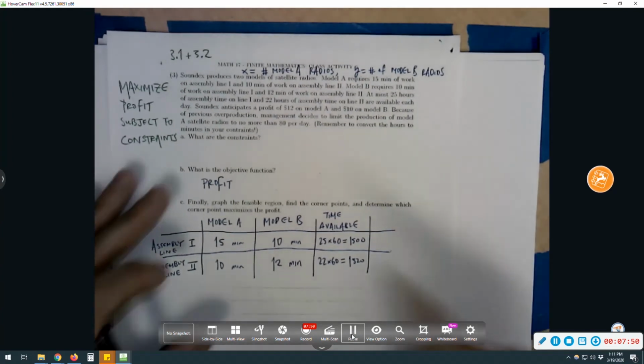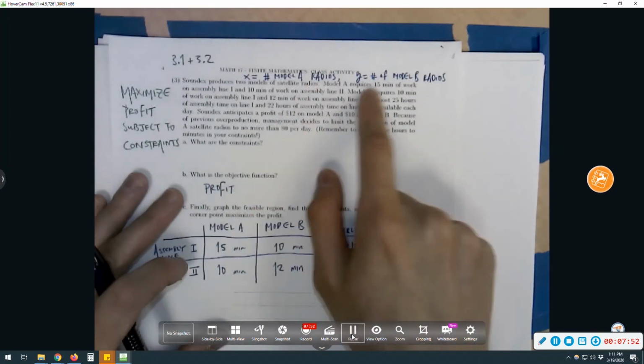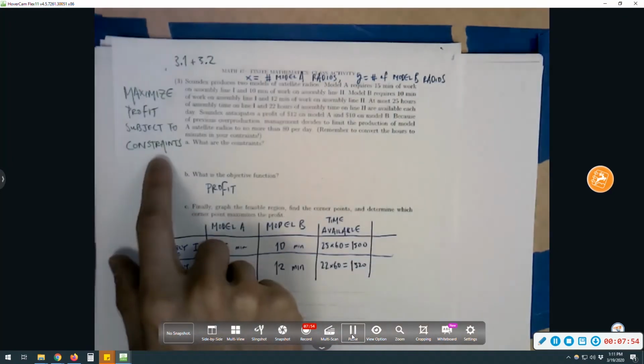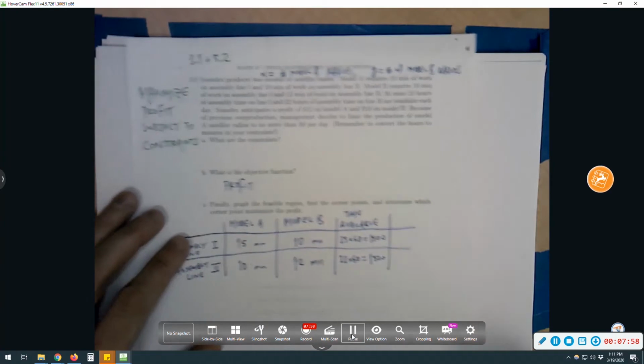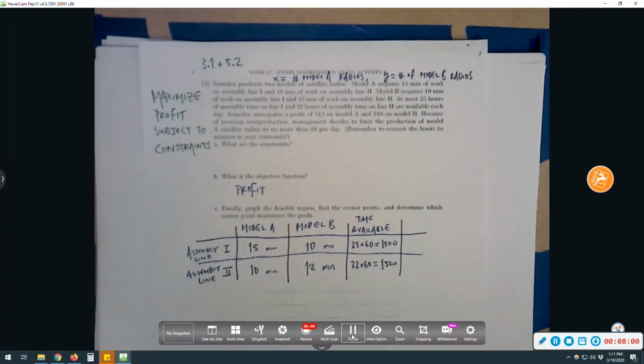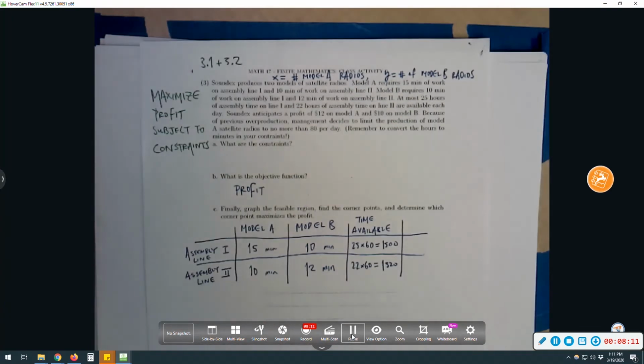So x is the number of Model A radios, and y is the number of Model B radios. So really the question is, what I should put in front of what we want to do here is: what is x and y, or how many radios should this company produce to maximize profits subject to the assembly line constraints. I'm going to put in some additional words.